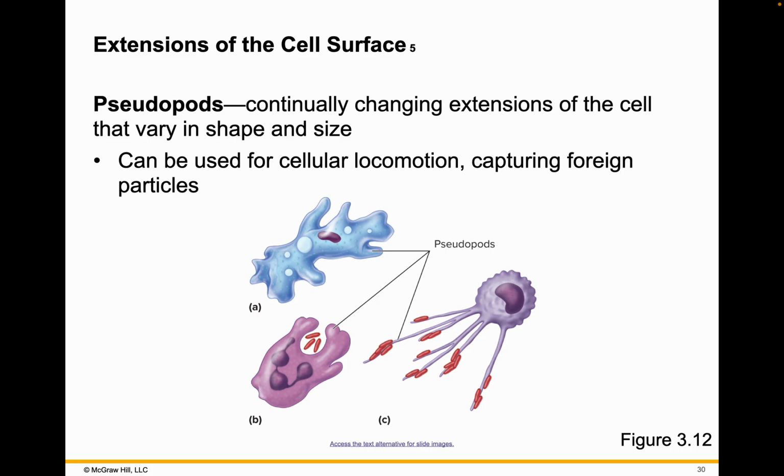The membrane can also reach out, creating pseudopods, which are continually changing extensions of the cell. They're used for cellular locomotion. They're used for capturing particles, engulfing materials.